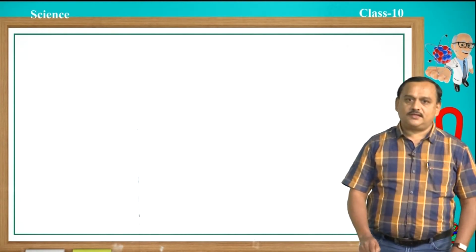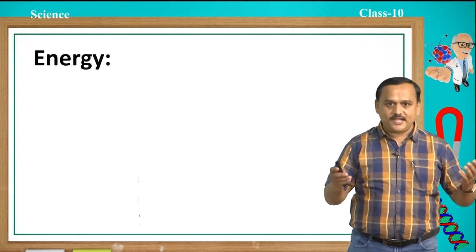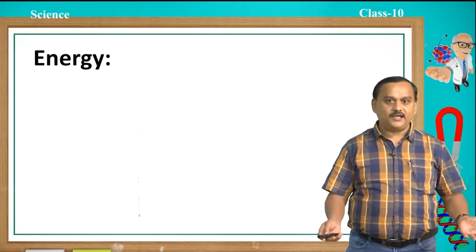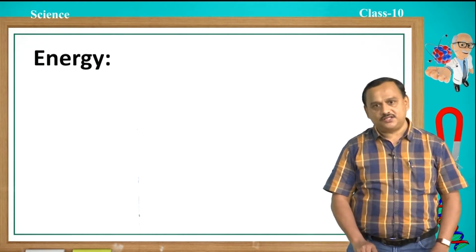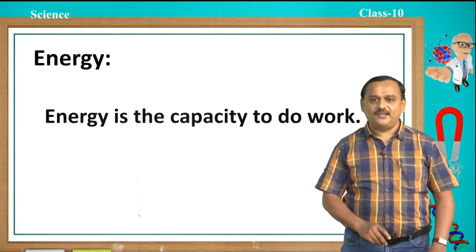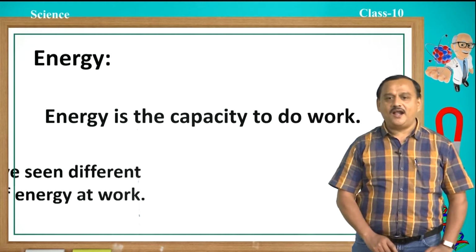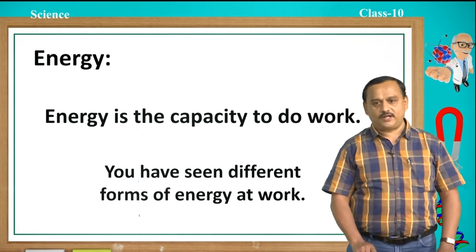All these kinds of work require energy, whether it is man, animal, bird, a machine, a vehicle, whatever, all of them require energy. What is energy? You know very well, energy is the capacity to do work. And in the pictures, you have seen different forms of energy at work.